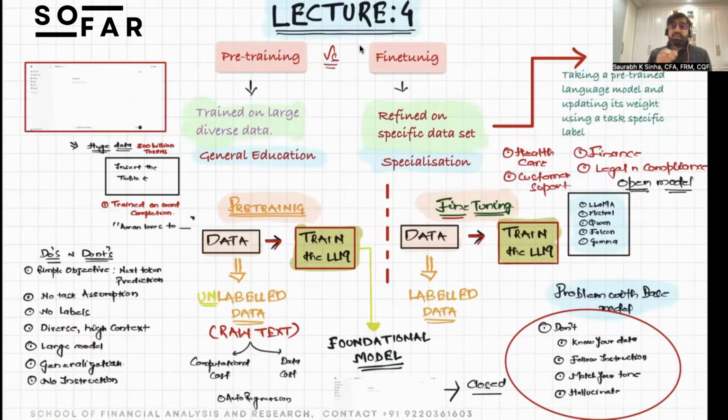So pre-training is compulsory. The pre-training is done on unlabeled data. You don't provide any instruction. You don't provide any task-level information. You just give a simple objective. That's it. And whatever model comes out, it is a foundational model.